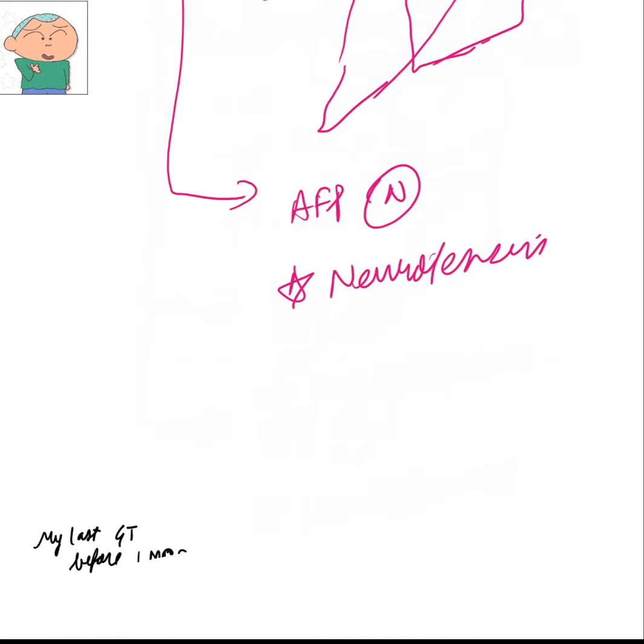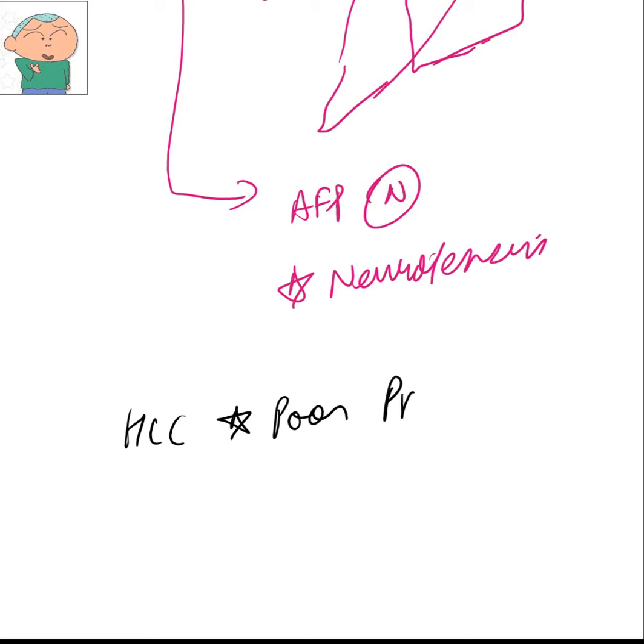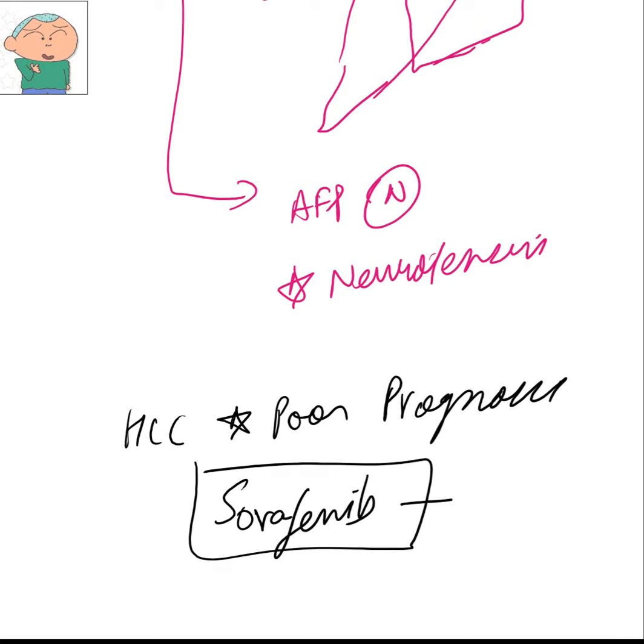Talking about hepatocellular carcinoma, HCC is associated with a poor prognosis. There is a drug called sorafenib, which is used for the management of hepatocellular carcinoma. So that's all about the hepatic tumors.